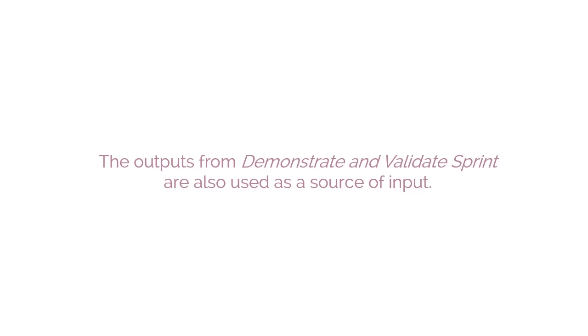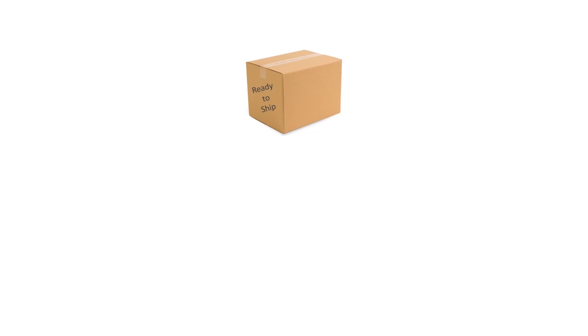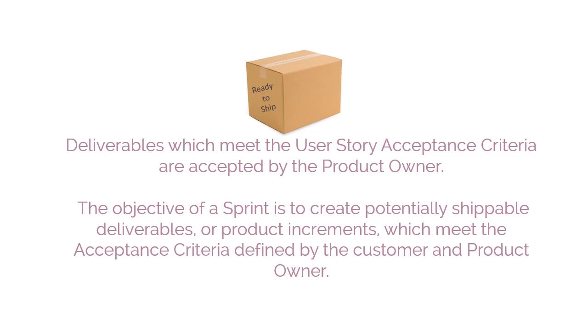The outputs from Demonstrate and Validate Sprint are also used as a source of input. Accepted deliverables is the most important output generated as part of Demonstrate and Validate Sprint process. Deliverables which meet the user story acceptance criteria are accepted by the product owner. The objective of a sprint is to create potentially shippable deliverables, or product increments, which meet the acceptance criteria defined by the customer and product owner.